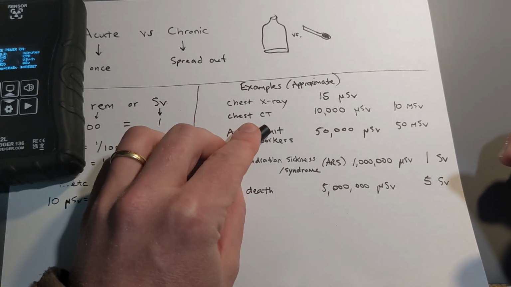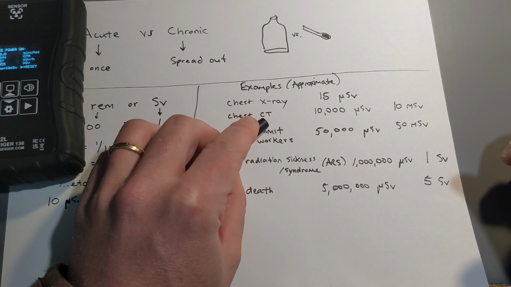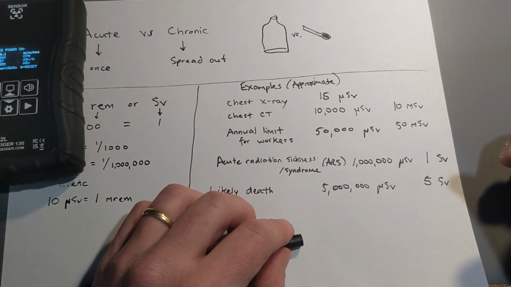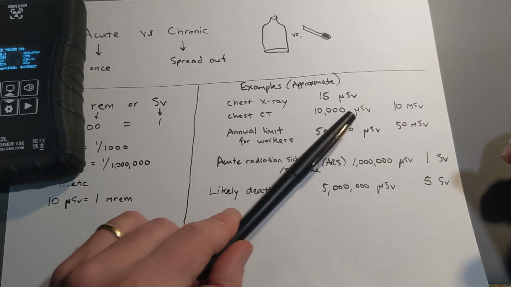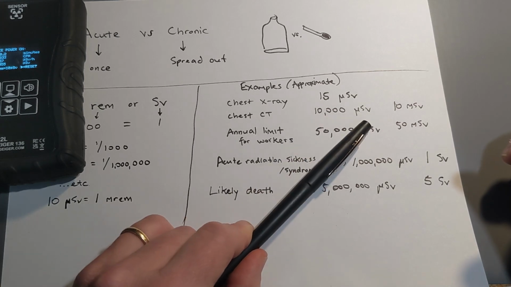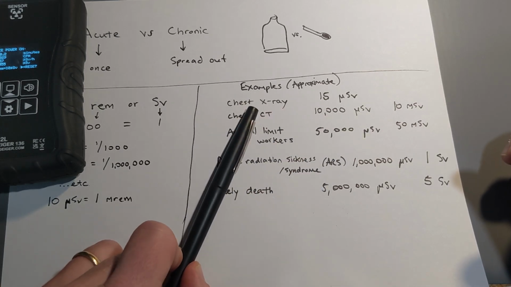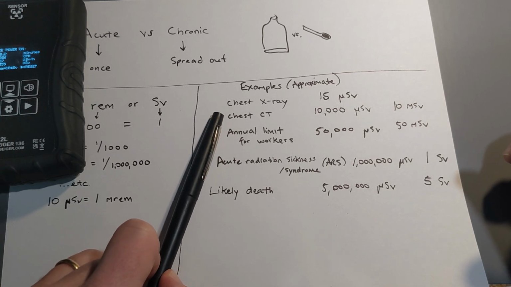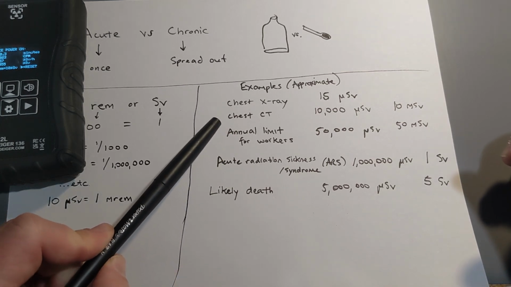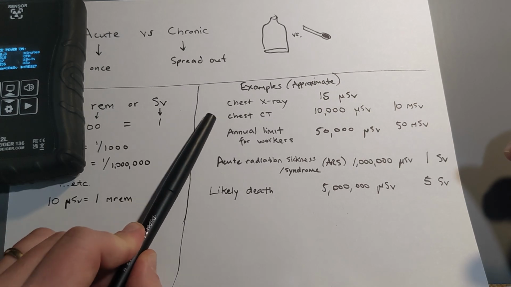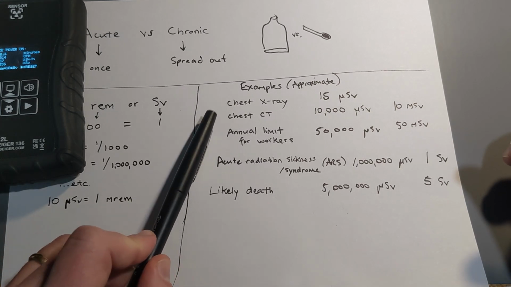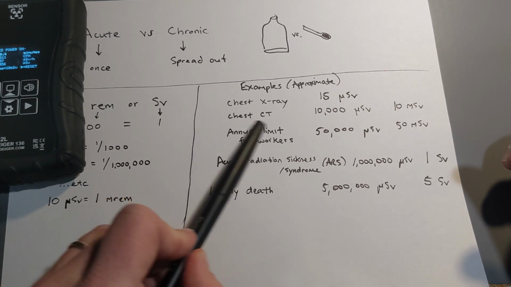A chest CT, computed tomography, which is basically like a bunch of x-rays from different directions, all one after the other, you would get something in the ballpark of 10,000 microsieverts. So quite a bit more here, but in a given situation, if a medical professional says you need a chest CT and we think it's worth it, then it's probably worth it to get that information, which might help you with diagnosis or whatever.